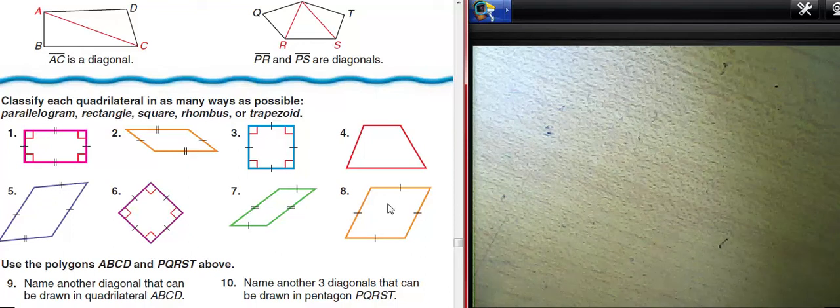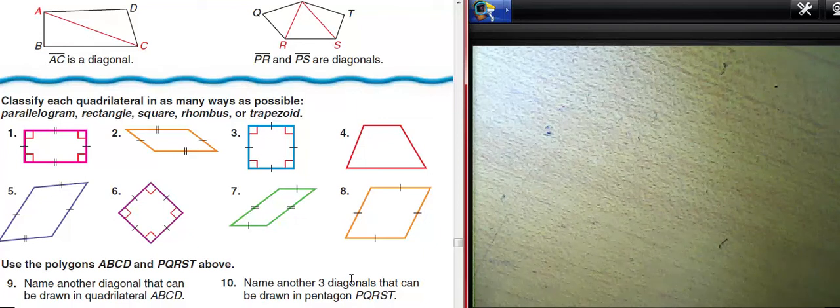Okay. Use the polygons ABCD and PQRST above. Name another diagonal that can be drawn in quadrilateral ABCD. Name another diagonal that can be drawn in pentagon PQRST. PQRS here is a trapezium. Pentagon.